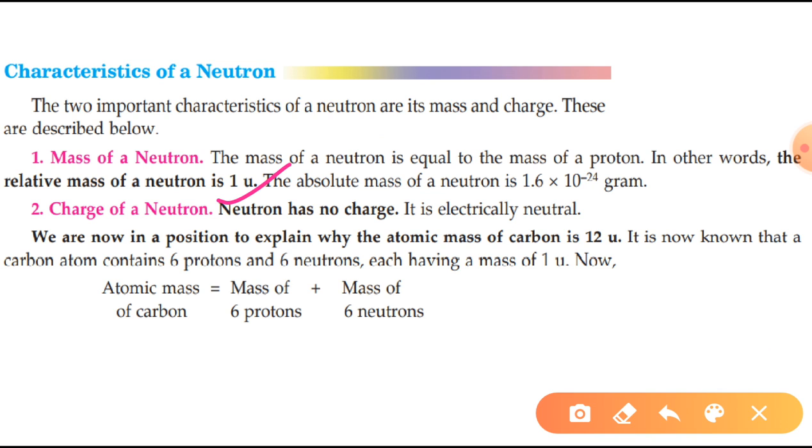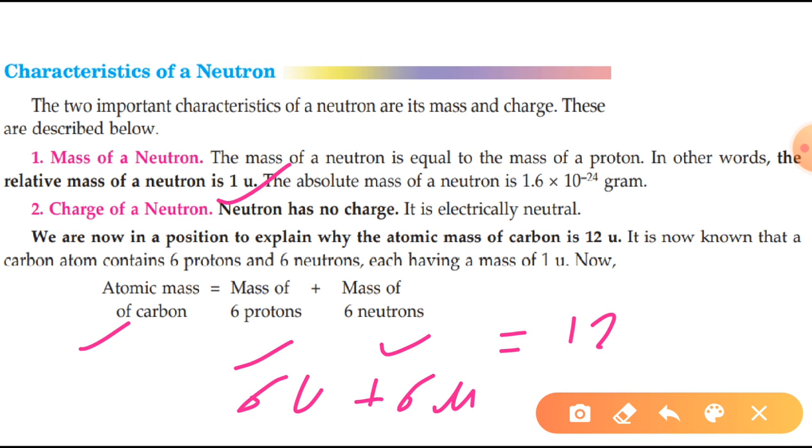It's neutral. Now, in this example, you can see the atomic mass of carbon is equal to the mass of 6 protons plus the mass of 6 neutrons. You know that the mass of 1 proton is 1 u and that of 1 neutron is 1 u. So it will give you 6 u added to 6 u, and your answer is going to be equal to 12 u.